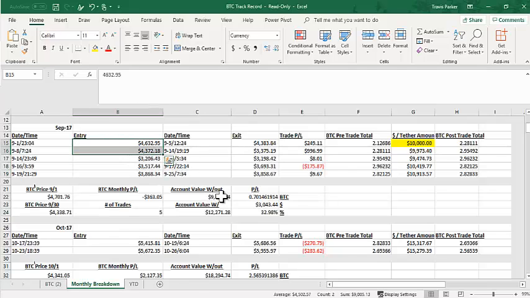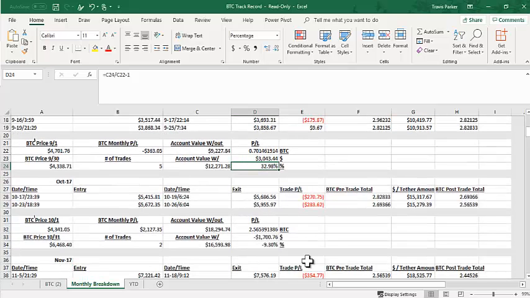Then you'll see what the account value would have been without the trading system. If you just invested the 10,000 at the beginning of the month, you would have 9,227 at the end of the month. With the hedging system, you would have 12,000. Then it shows the breakdown of what that is. It was a gain of 0.7 Bitcoins. That comes to dollars of 3,043, and that's a 32% gain that month. And it continues on that for each one.